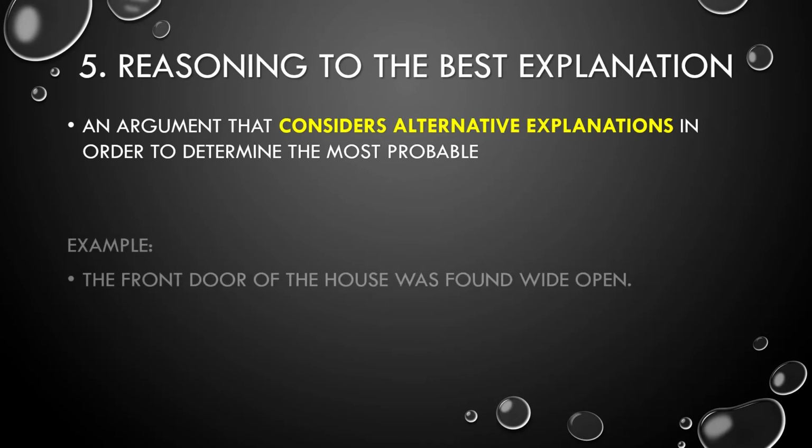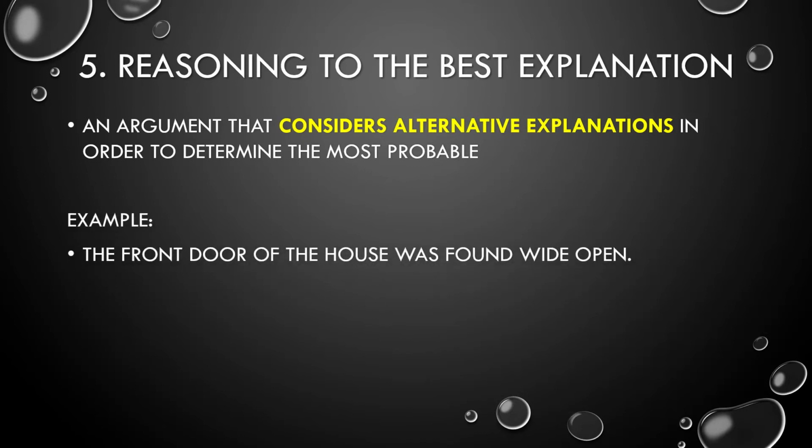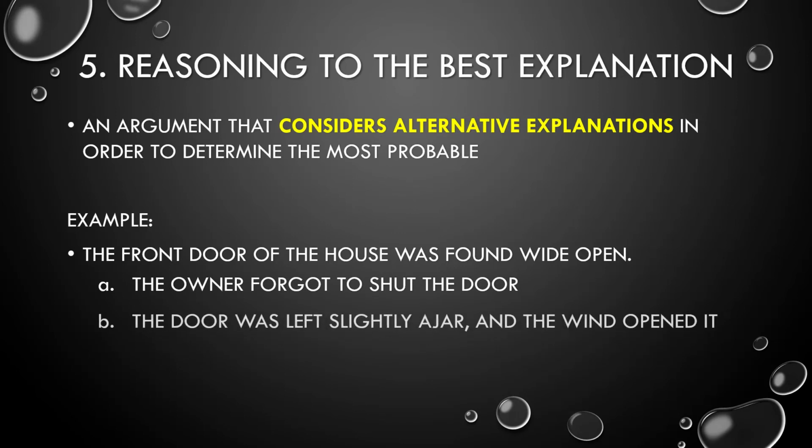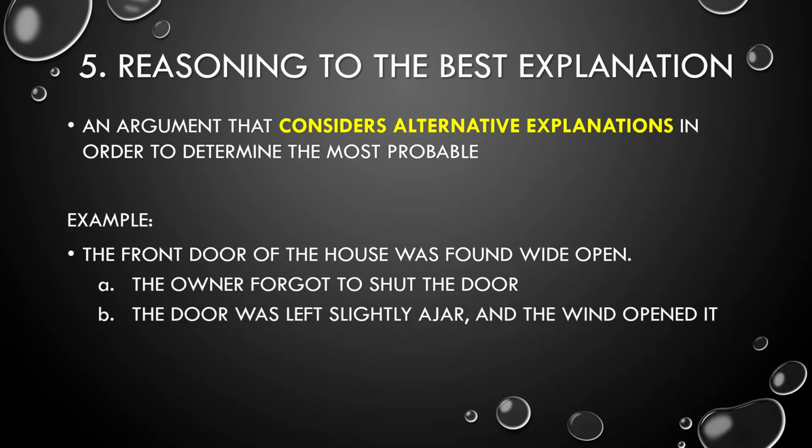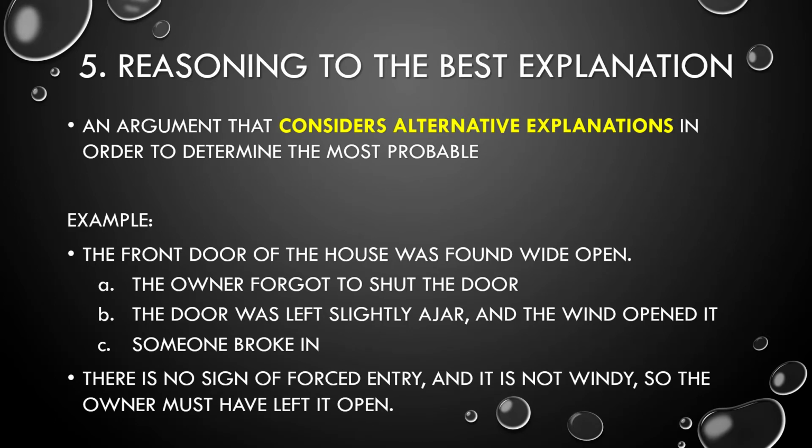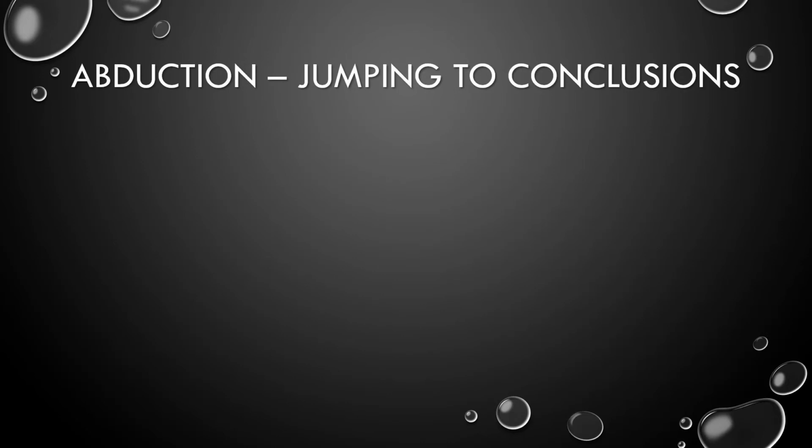For example, if we say we find the front door wide open, how do you explain this? Well, let's take a look at three possibilities. The owner forgot to shut the door, or the door was left slightly ajar and then the wind blew it open, or option 3, somebody broke in. Well, as we investigate, we realize there's no sign of a forced entry. It's not windy outside, so we're going to conclude by ruling out those two options that the owner must have left the door open unintentionally, or perhaps intentionally. Now, this type of reasoning is also called abductive. Sometimes we have to actually make a leap or take a guess based on the data that we have.